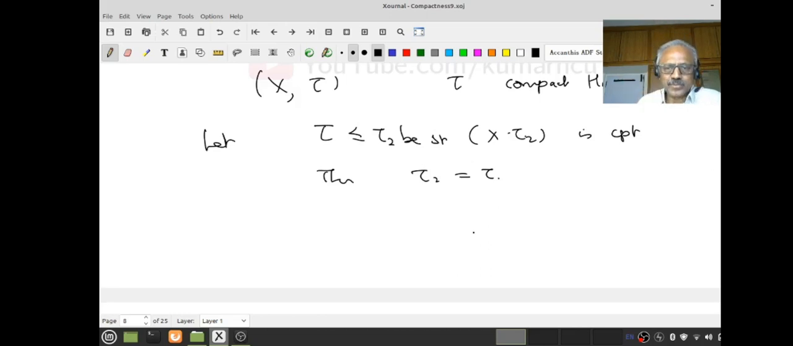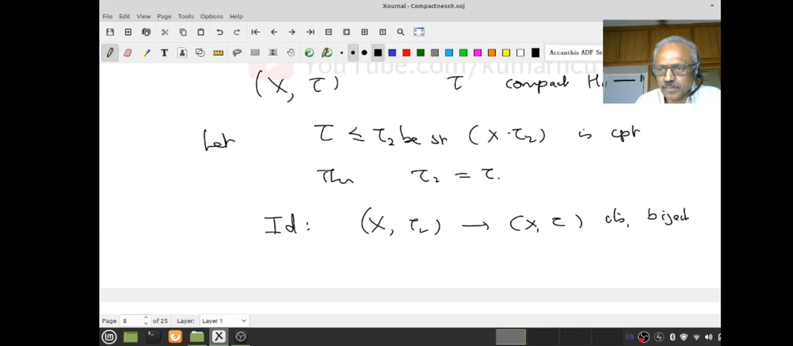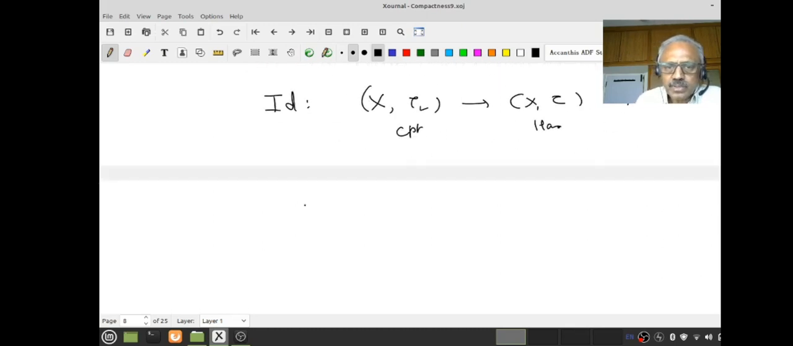Yeah, the proof is easy. Okay, it's exactly the same argument we did. Now let's look at the identity map from (X, tau 2) to (X, tau). Since tau 2 is finer than tau, this map is continuous. And since it is the identity map as a set-theoretic map, it's a bijection. Right? And we are assuming (X, tau 2) is compact. This was already given to be Hausdorff. Therefore, what do I know? Therefore, I understand the identity is a homeomorphism.